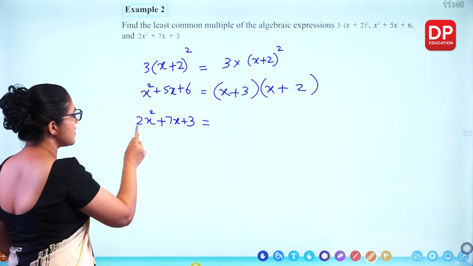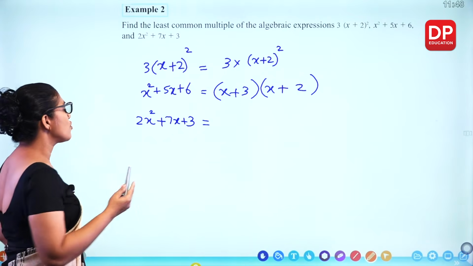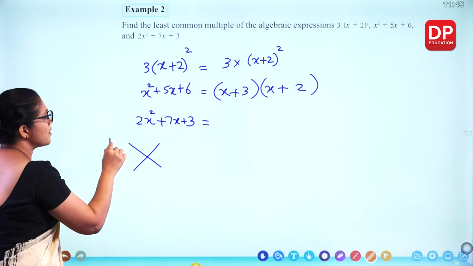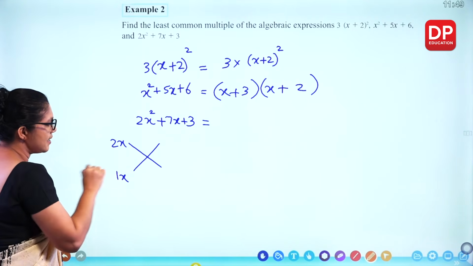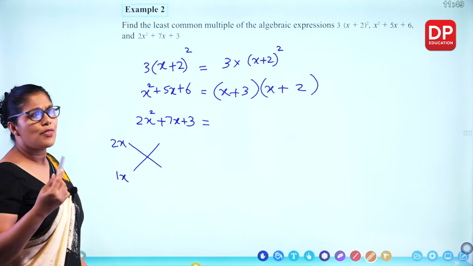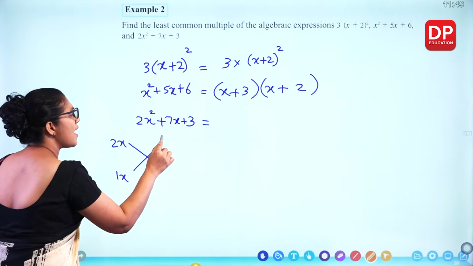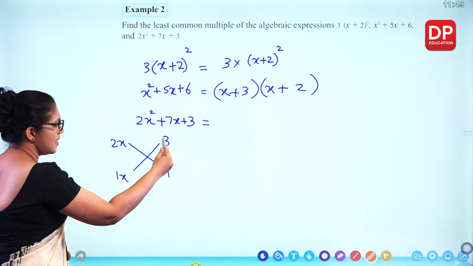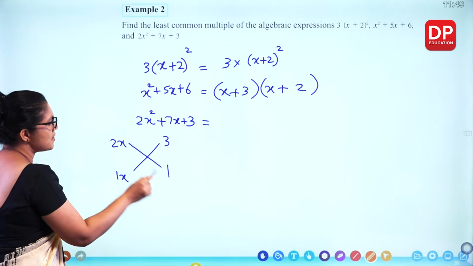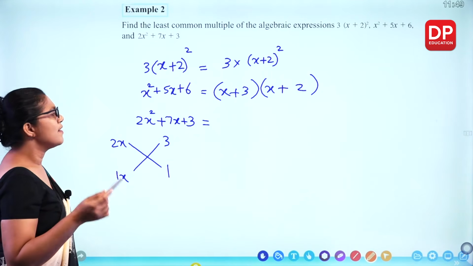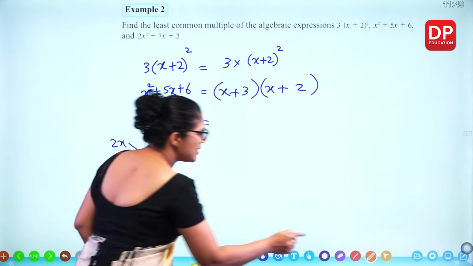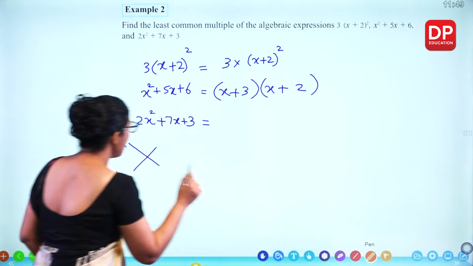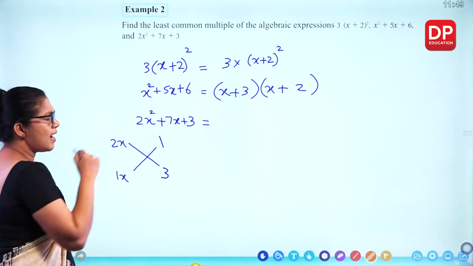What about this one? There's a coefficient there, so that means you have to use the cross method. So factors of 2x squared, you can write 2x and 1x. Factors of 3, 3 and 1. Here first we'll write 3 here and 1 here and see whether you are getting plus 7. 3 times 1, 3, 2 times 1, 2. 3 plus 2, 5. So you are not getting the middle term. So what we can do, we can change the place. So when we are changing the place, 3 goes there, 1 there.